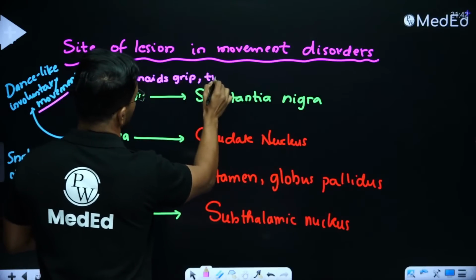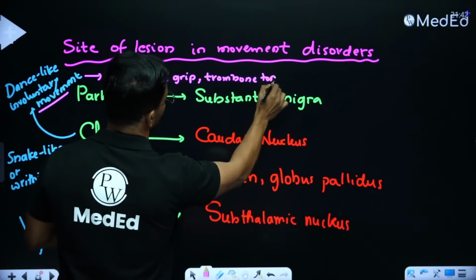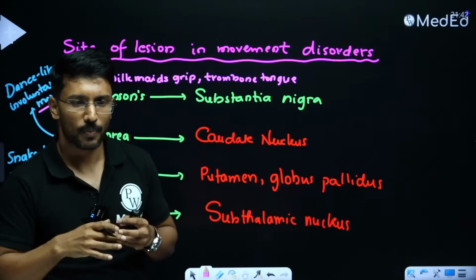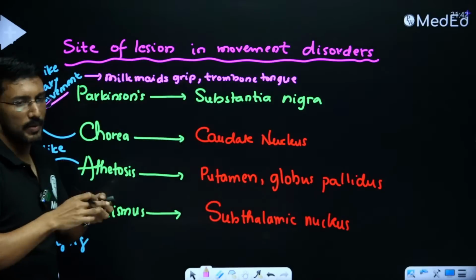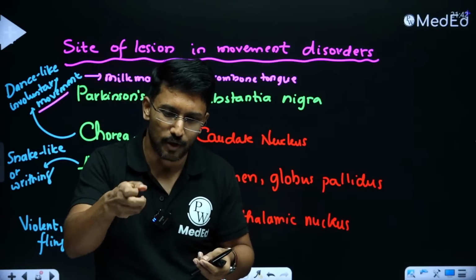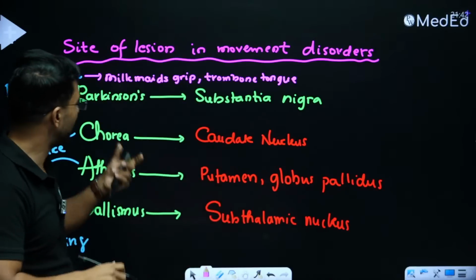And trombone tongue. They also have these involuntary movements of the tongue. Tongue also keeps moving like a bag of worms. And then you have this milkmaid's grip. So if you ask them to shake your hand, they'll keep squeezing as if they are going to milk your fingers. That's what is called milkmaid's grip.